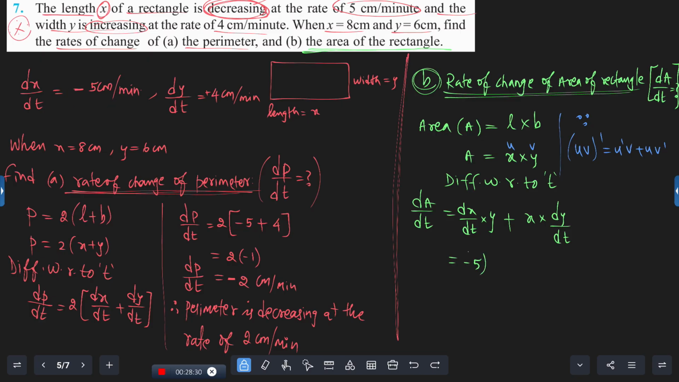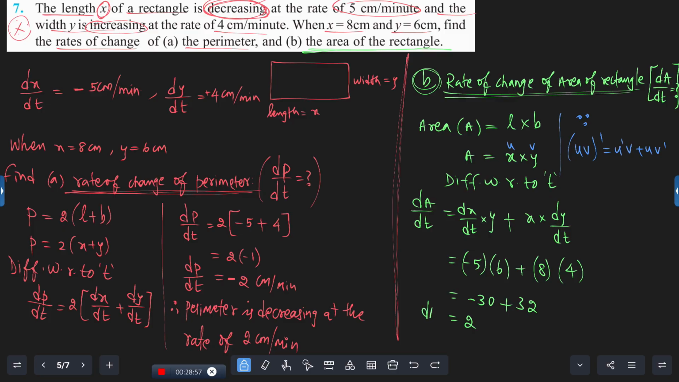Minus 5 multiplied by the y value, we have 6. 6 plus the x value, they gave 8, into dy by dt, they gave 4. Now simplify: 5 sixes are 30, but minus 30 plus 4 eights are 32. When you simplify, I am getting plus 2.